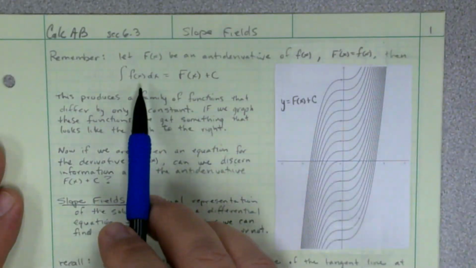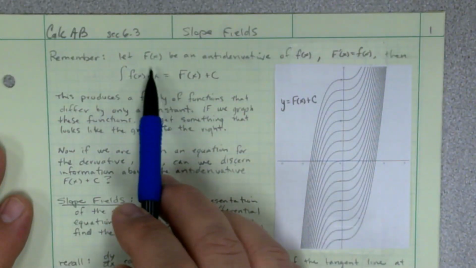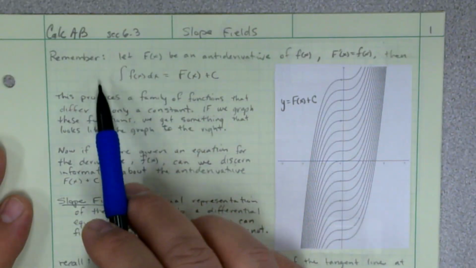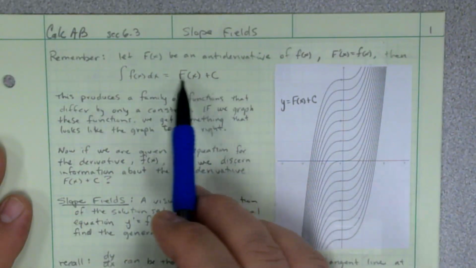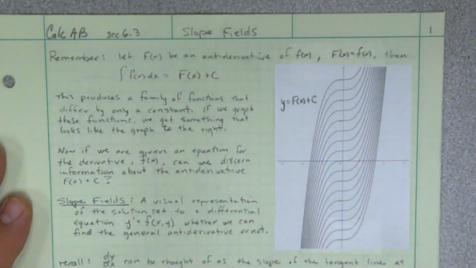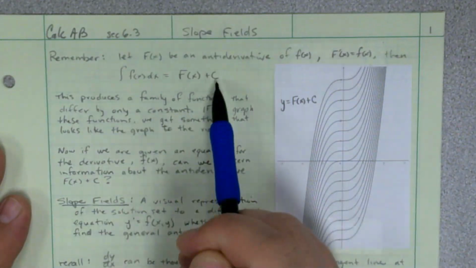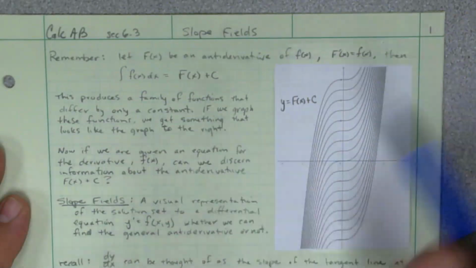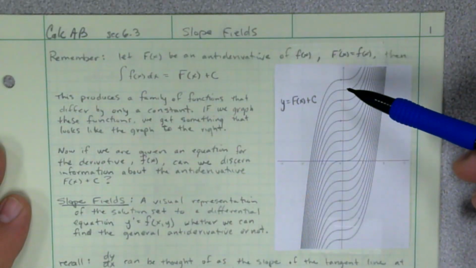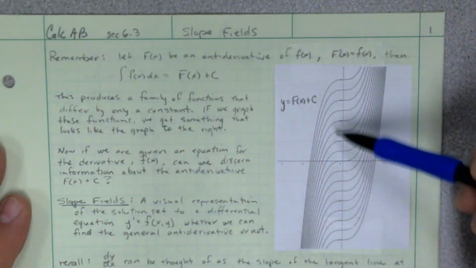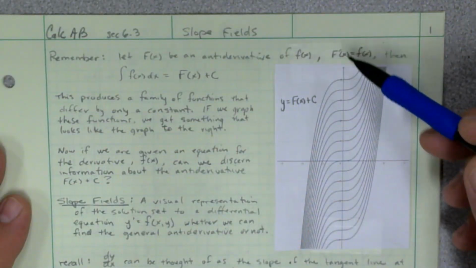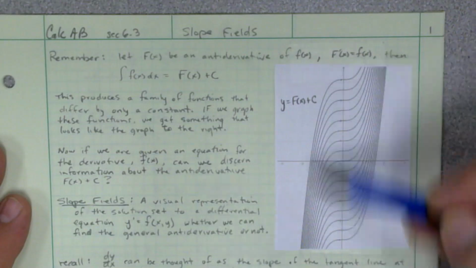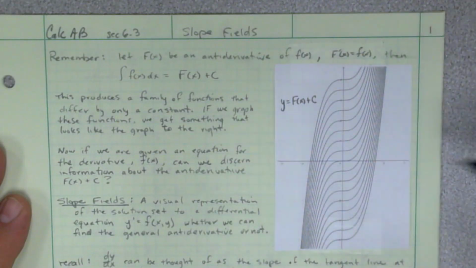This means the antiderivative gives me this function right here, which is a family of functions. This produces a family of functions that differ only by a constant. If we graph these functions, we would get something that looks like this graph over here. Of course, there would be an infinite number of them because every constant would produce another graph, and you can see how they are stacked one on top of each other.